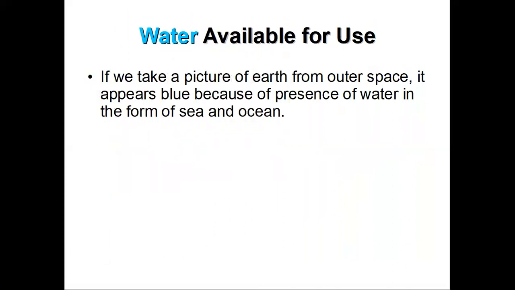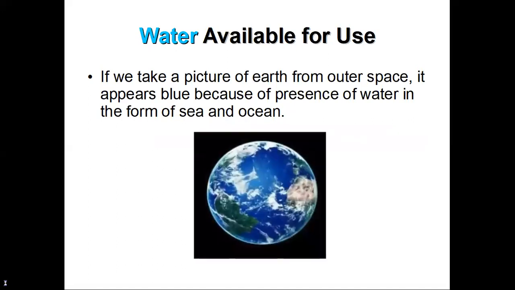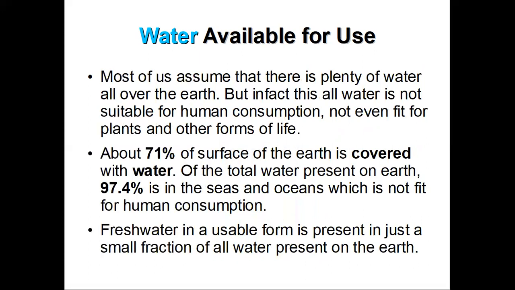Now, let's find out how much water is available for human consumption. If we take a picture of Earth from outer space, how does it appear? It appears blue because of the presence of water in the form of seas and oceans. Many people assume that there is plenty of water all over the earth. But in fact, not all water is suitable for human consumption, nor even fit for plants or other forms of life from the animal kingdom.